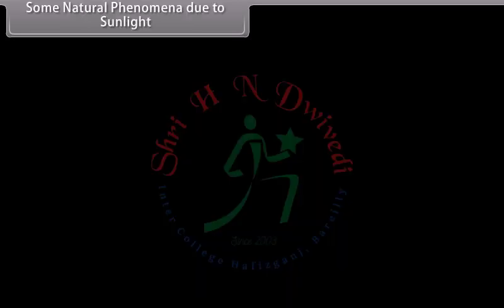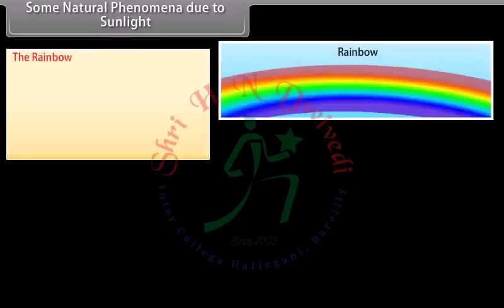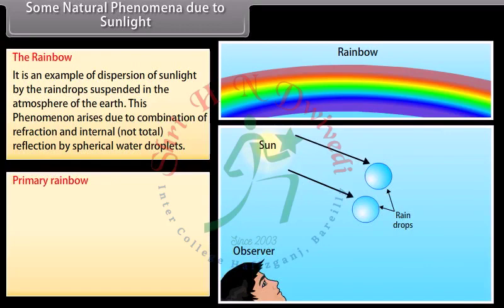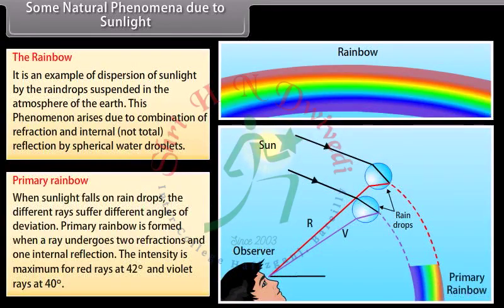Some natural phenomena due to sunlight. The rainbow. It is an example of dispersion of sunlight by the raindrops suspended in the atmosphere of the earth. This phenomenon arises due to a combination of refraction and internal, not total, reflection by spherical water droplets. Primary rainbow. When sunlight falls on raindrops, the different rays suffer different angles of deviation. A primary rainbow is formed when a ray undergoes 2 refractions and 1 internal reflection. The intensity is maximum for red rays at 42 degrees and violet rays at 40 degrees.